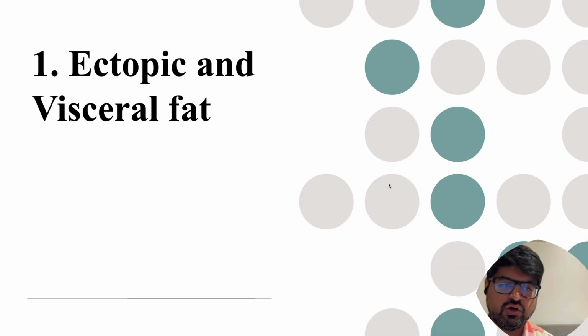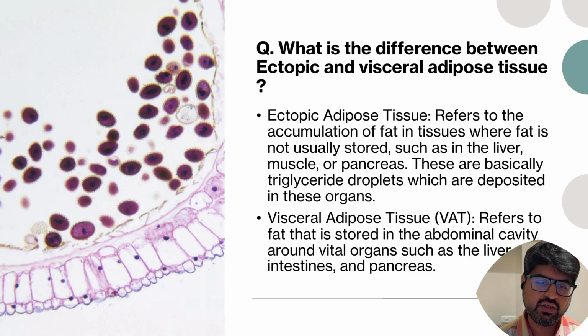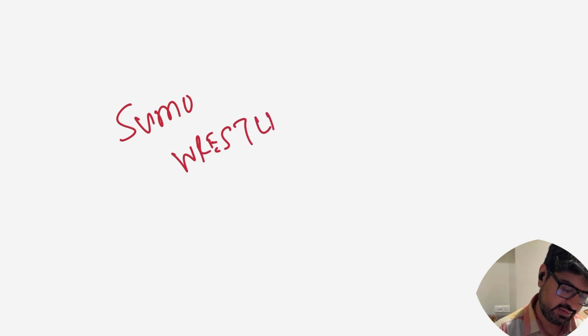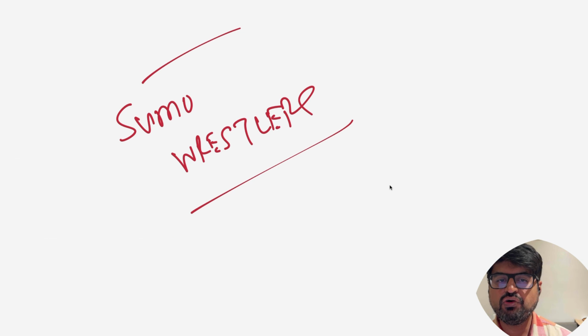Now you'll ask me, Om, what is ectopic fat? What is visceral fat, right? Now, there is something called the sumo wrestler paradox. You have the sumo wrestlers. You would have all seen sumo wrestlers, right? Sumo wrestlers are these big giant wrestlers from Japan. Now a sumo wrestler looks visibly very obese, right? But a sumo wrestler is actually more fit than a lot of us.